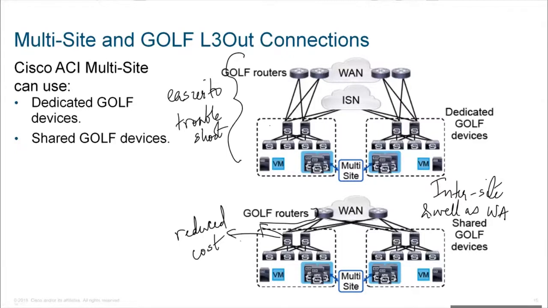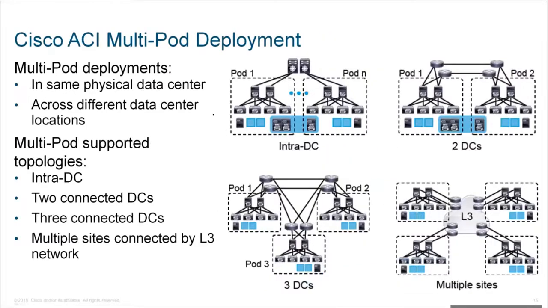Yes, reduced cost when you have the WAN being used for both inter-site as well as for WAN connectivity. You got reduced cost here. A little complex to troubleshoot in this situation. Little, not too difficult though. That's your GOLF deployment. Some providers tend to use GOLF over connecting your layer 3 to the leaf switches.